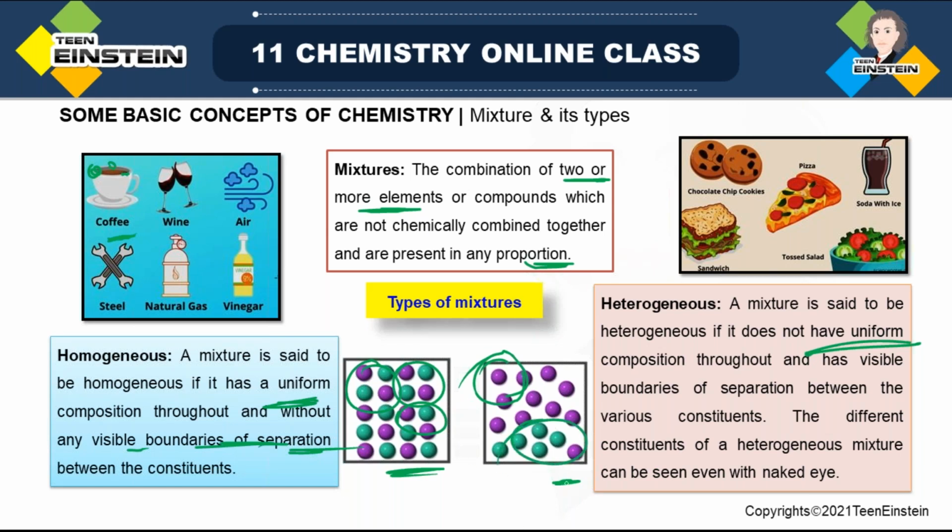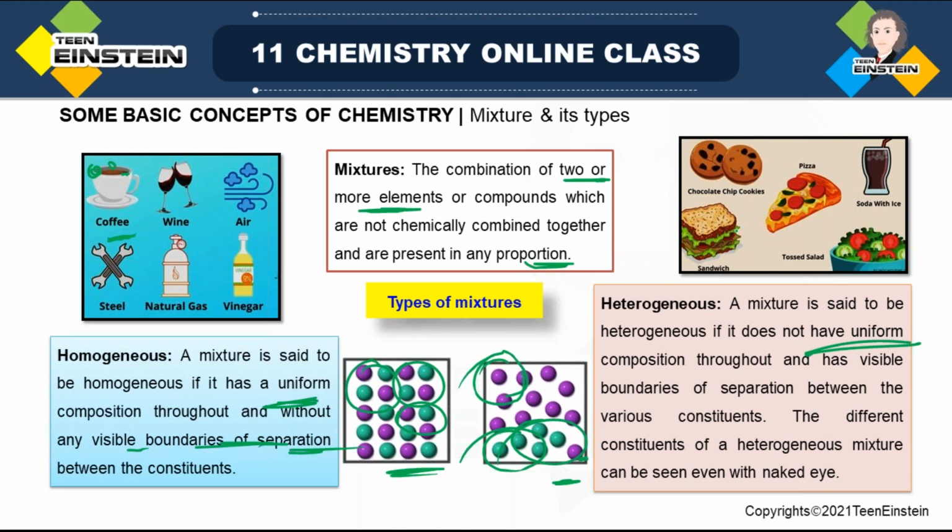If you are taking in, you are getting mostly green, only one. If you are focusing on this, you are getting only green. Fine. That means uniform composition is not present throughout. And you can also find some visible boundaries.